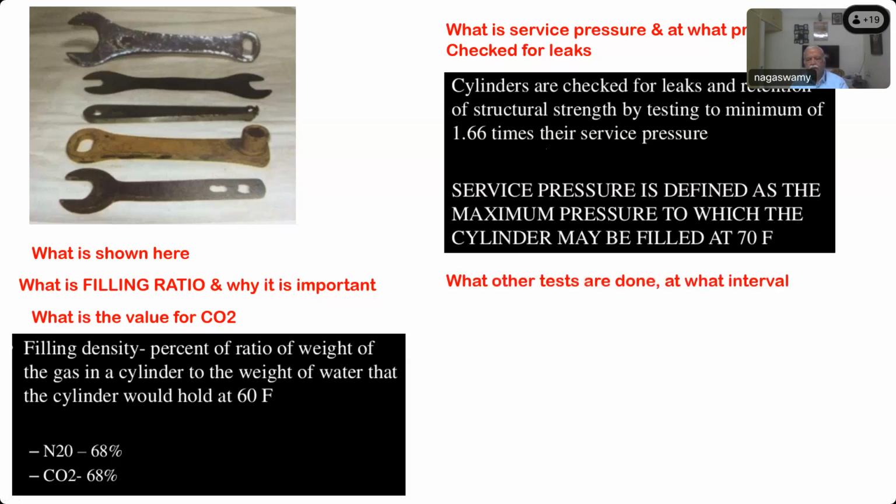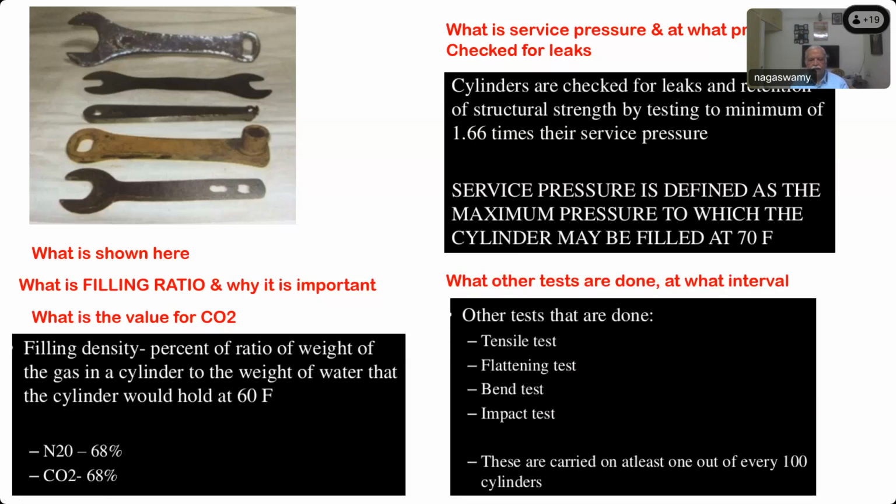What other tests are done, and at what interval? This is another question about the maintenance of the cylinders. Hydrostatic test, sir. Hydraulic test, not hydrostatic, hydraulic. Also tensile strength, flattening test, bend test, and impact test. The hydraulic test, tensile test and flattening test are carried out on at least 1 out of every 100 cylinders every 3 months. So when the manufacturer says it is supplying 10,000 cylinders to various parts of Chennai, that company is supposed to check 1 out of every 100 cylinders every 3 months for their safety.